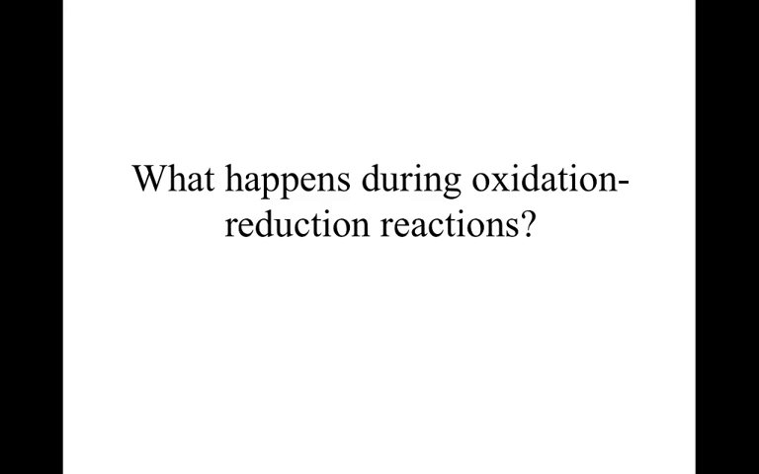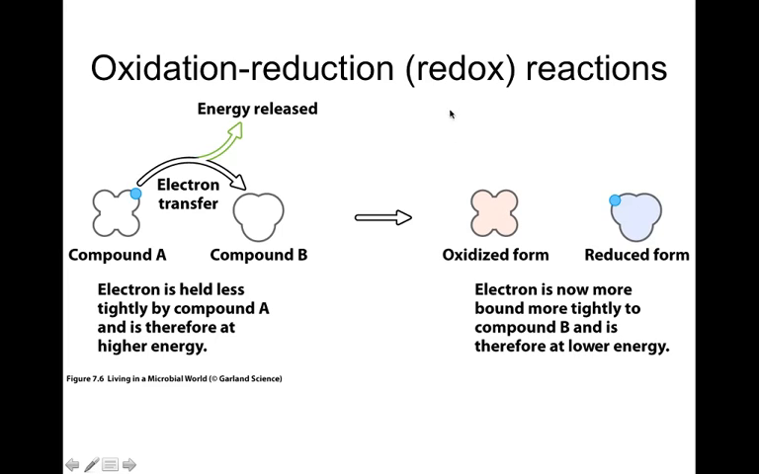What happens during oxidation reduction reactions? So we talked about several different oxidation reactions and the cofactors that are used in metabolism. Oxidation is loss of electrons, and reduction is gain of electrons. So this is an example of an oxidation reduction reaction. One molecule will lose electrons and the other will gain it. So in this example, compound A is oxidized in this process and B gets reduced because it gains an electron.